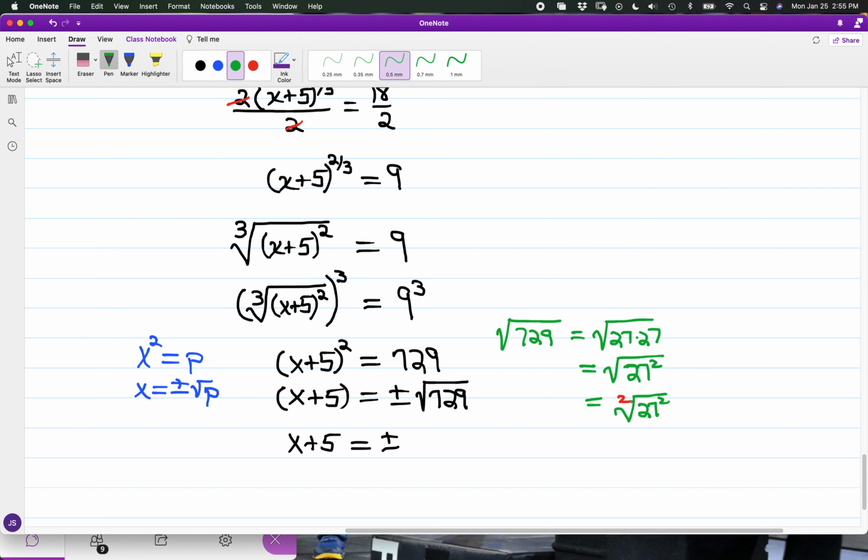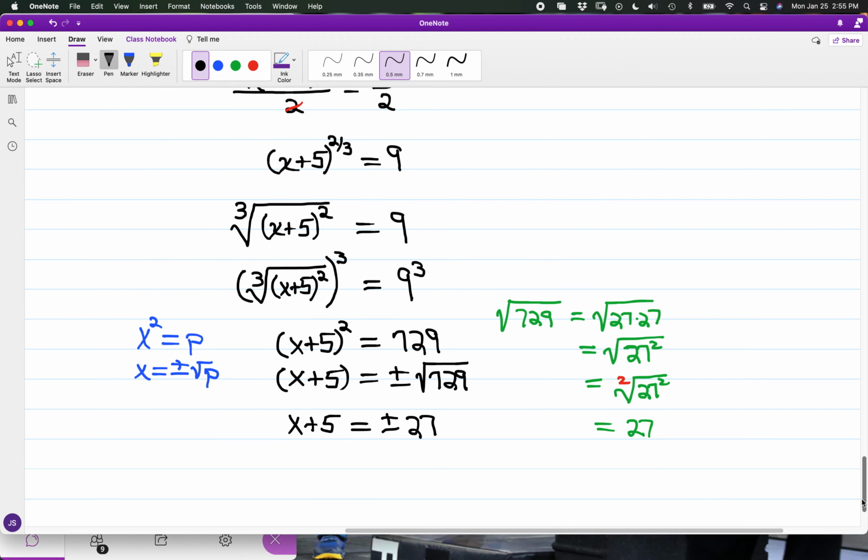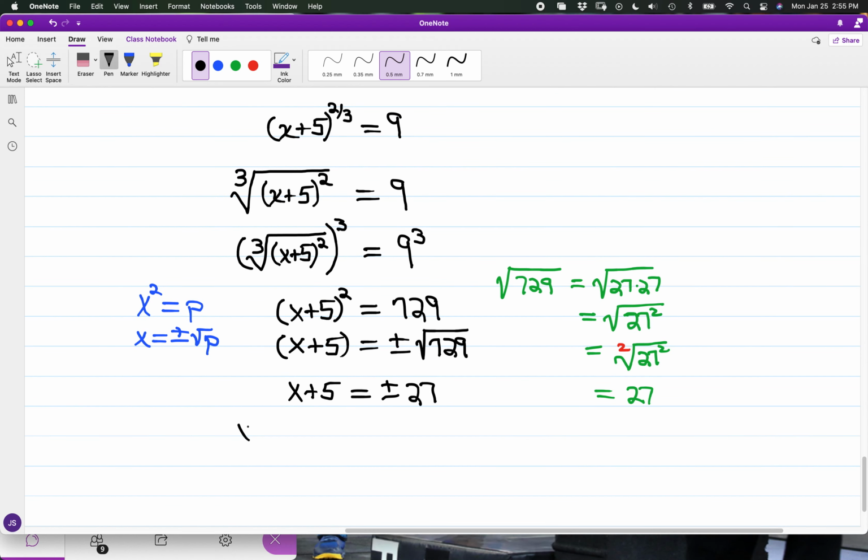The 2's take care of each other, so this would just go out to 27. So now you have plus or minus the square root of 729, which would be plus or minus 27. For the equation, at the lower end we have x plus 5 is equal to negative 27, and at the upper end we have x plus 5 is equal to 27.